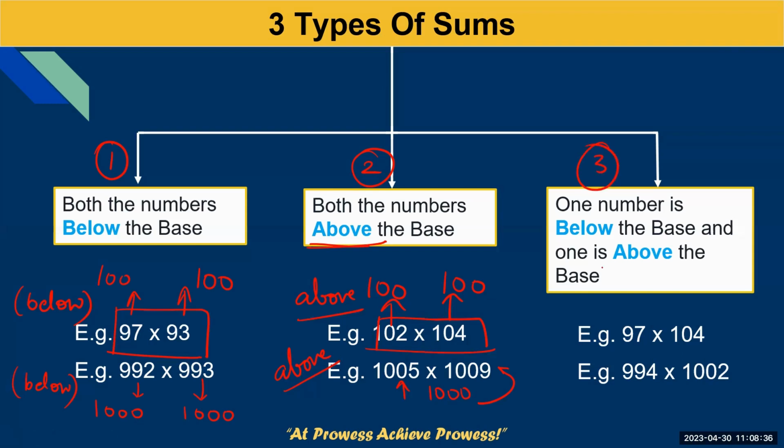Now in the third category, you can see one number is below the base and one number is above the base. So if you just observe this, for 97 the base number will be 100. In case of 104, again, it will be 100. But you observe 97 is below your base, and 104 is above your base number. Similarly, for 994 the base number is 1000. Again, for 1002 also the base number will be 1000. But again, 994 is below the base, 1002 is above the base. So did you understand the three categories, the types of sums that we are going to cover in these three categories?